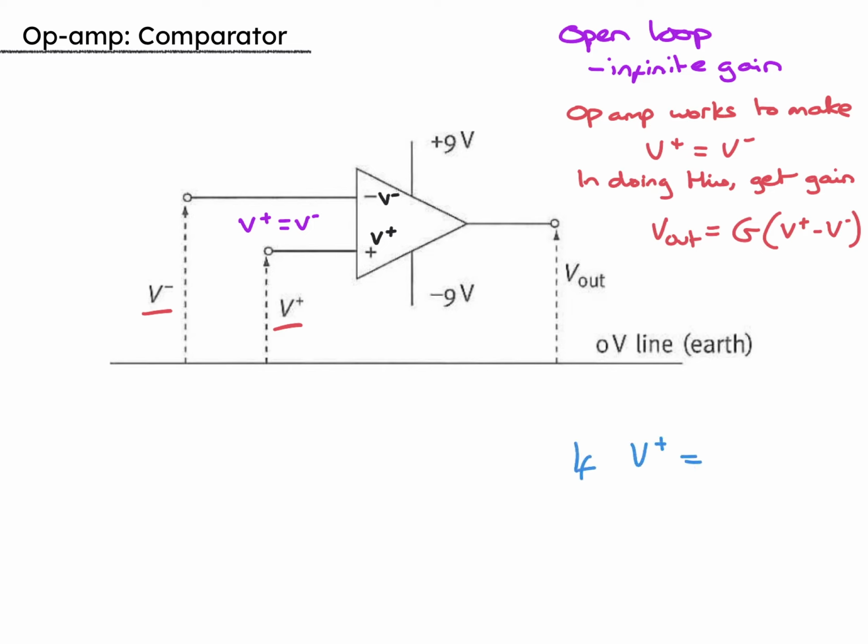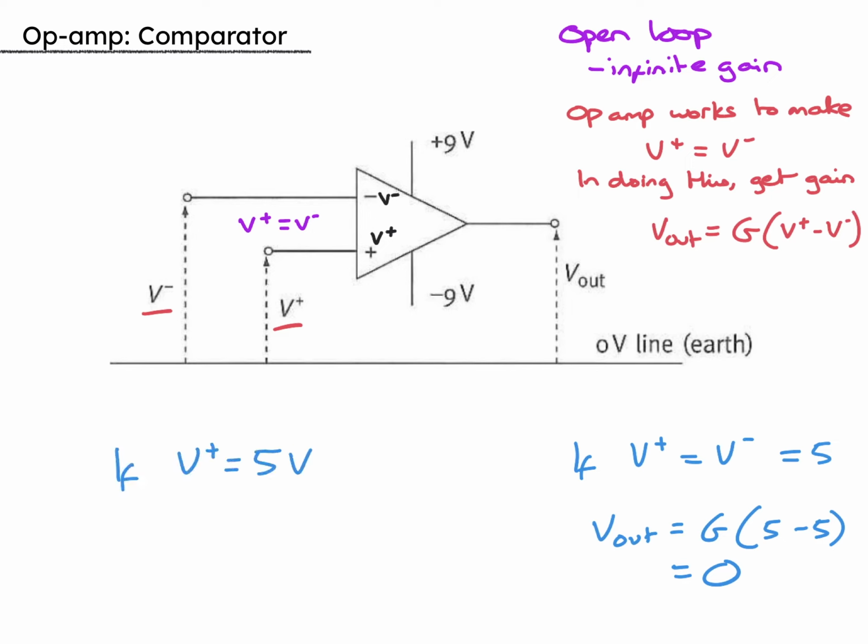If V plus is 5 volts and V minus is 5 volts, the output will be 0. This is because the difference is 0 and 0 multiplied by any number is 0. If the potential at the non-inverting input V plus is 5 volts and at the inverting input V minus it's 4 volts, the output will be positive and very large. This is because the difference is 1 volt and 1 multiplied by infinite gain is infinity.